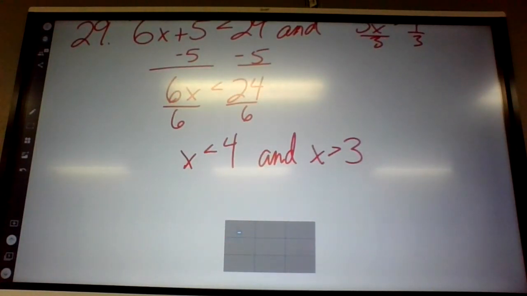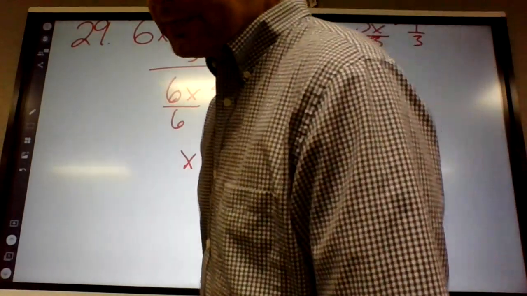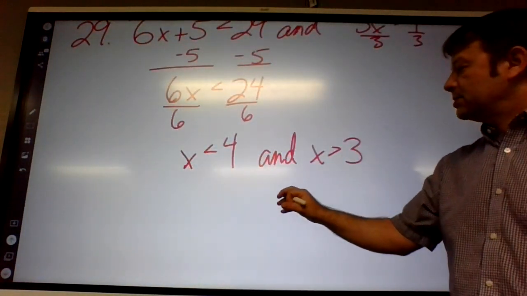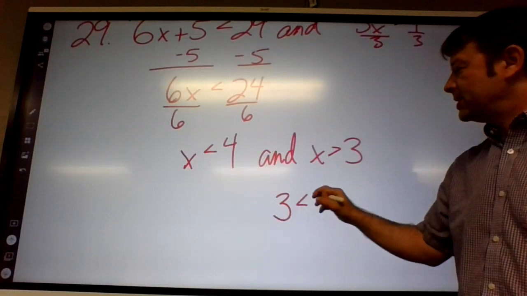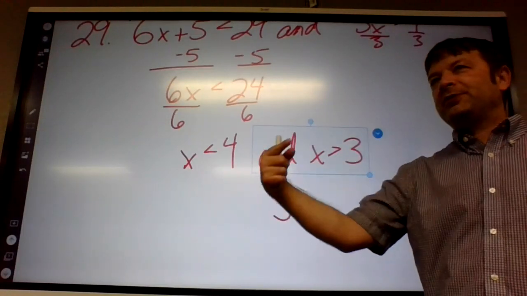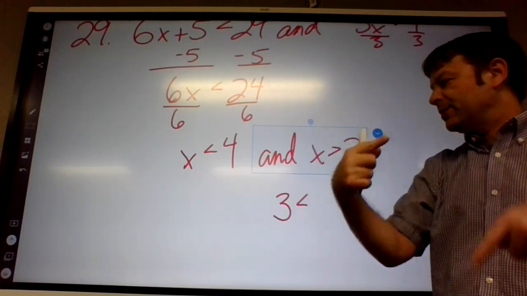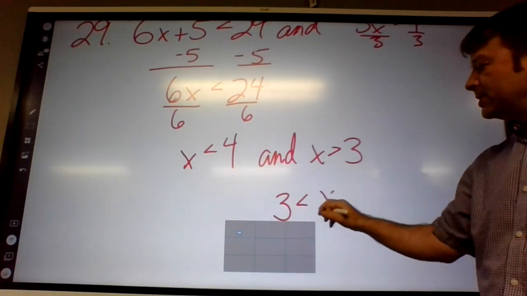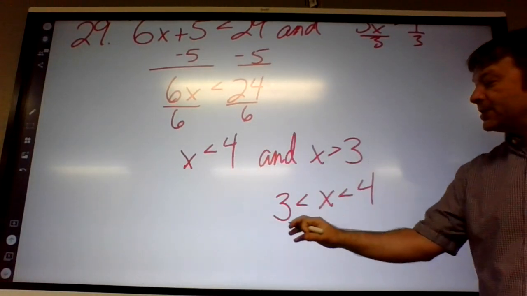Now I let you guys stop here on the evens, but on the odds, we simplified it. What numbers are less than 4 and greater than 3? Is it 3 is less than x, x is less than 4? Yes. No, 3 less than x. So bigger than 3, less than 4. So that means between 3 and 4. Bigger than 3, smaller than 4. And this is how we wrote it. 3 less than x, less than 4.